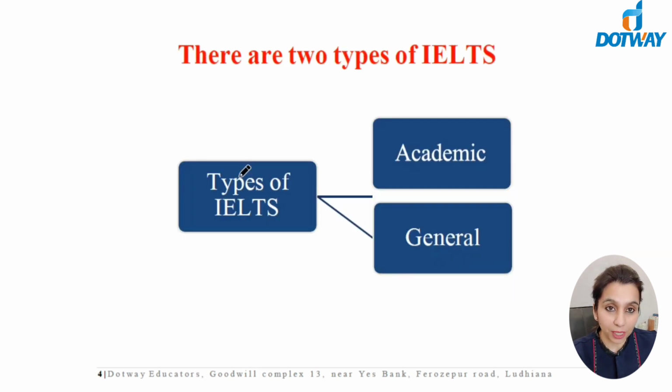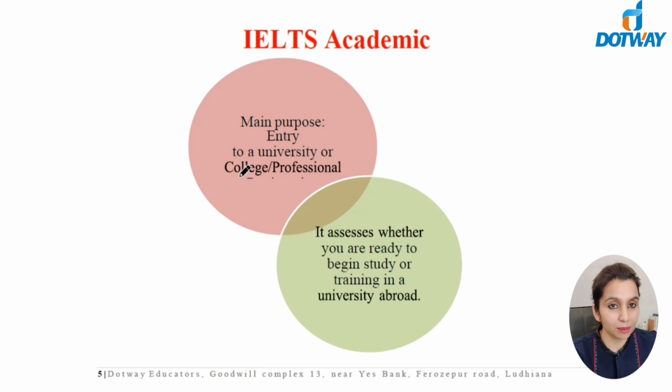There are 2 types of exams. The first one is the academic and the second one is the general. There's a difference between them. The academic exam is for students who want to pursue higher studies in a foreign country, whereas the general exam is for candidates who want to apply under the work visa or the immigration category. There are some differences between the academic and the general exam in the reading section as well as in the writing section, which I'll tell you now.